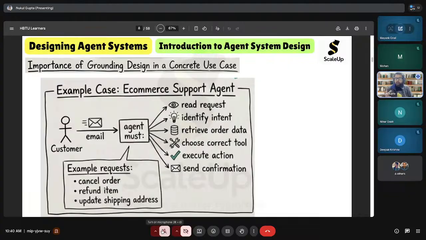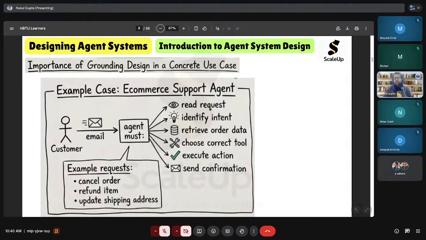Now the agent will receive that email, read what is there in it, and based on that it has to perform the specific action. If cancel order is there, the agent must cancel the order. If refund item is there, the agent must refund. If update shipping address is there, the agent must update the shipping address.